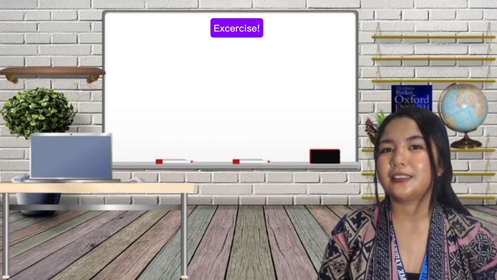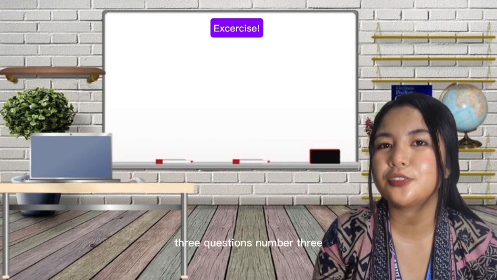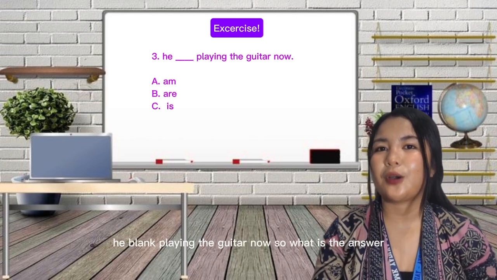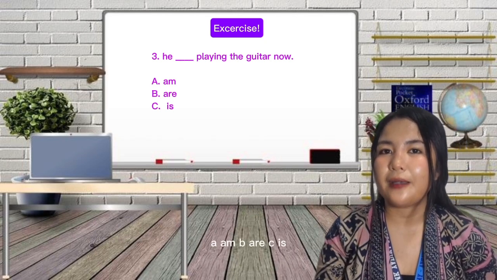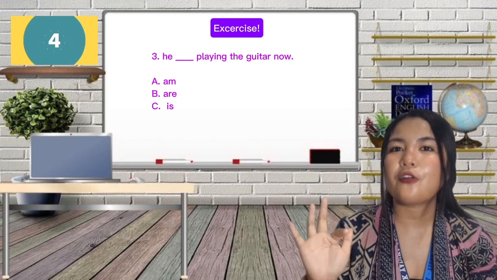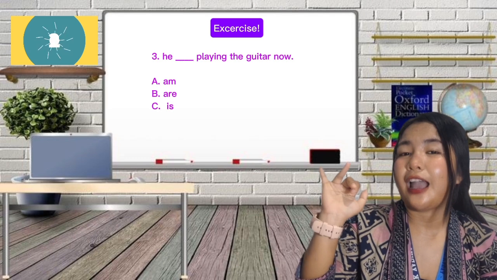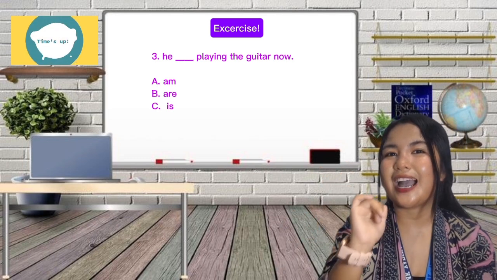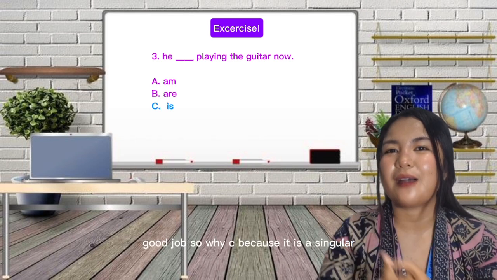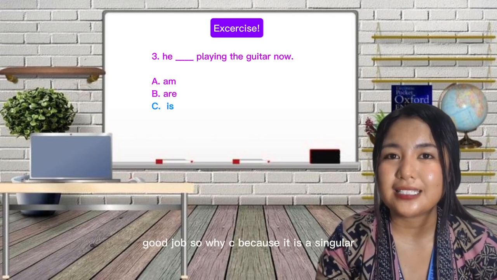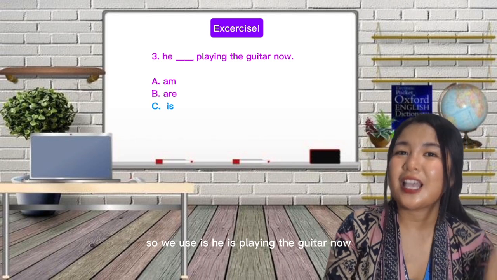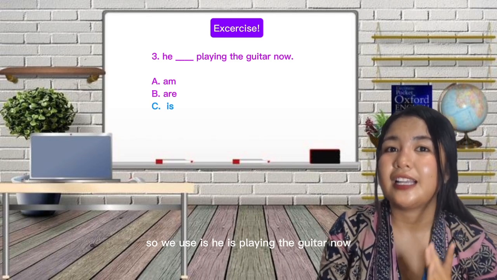Okay, 3 questions. Number 3. He blank playing the guitar now. So what is the answer? A. Am, B. Are, C. Is. The answer is C. Good job. So, why C? Because it is singular, so we use is. He is playing the guitar now.